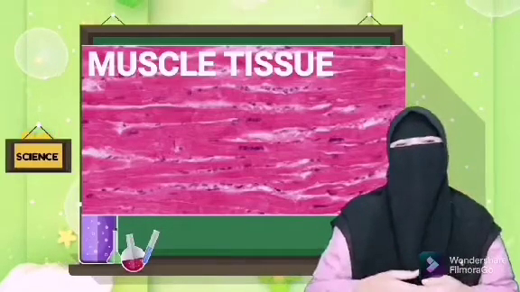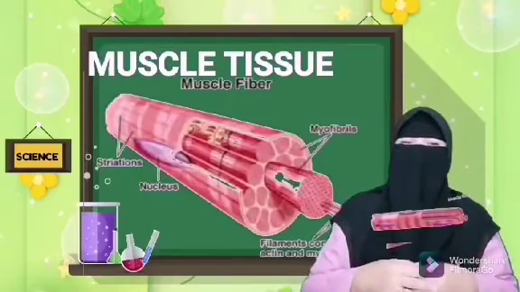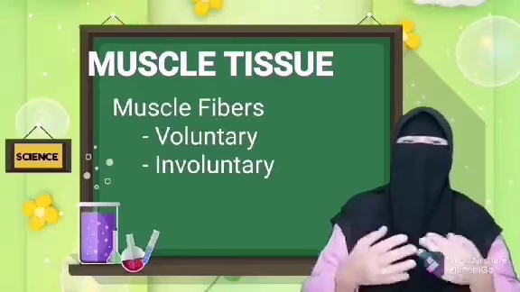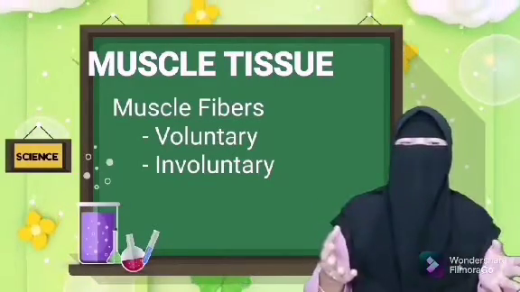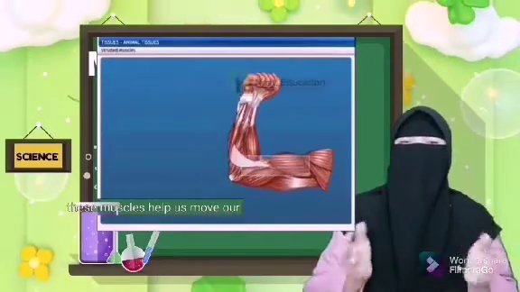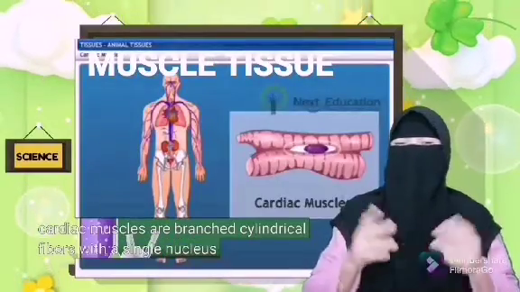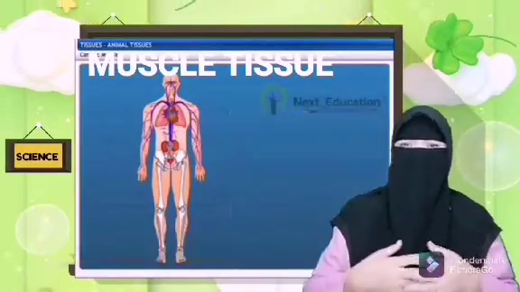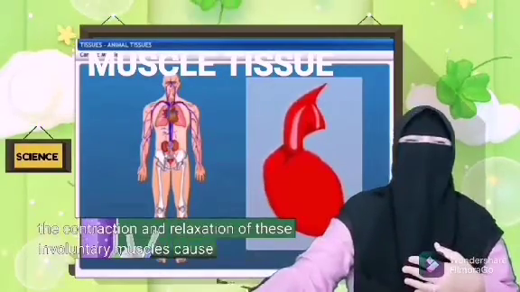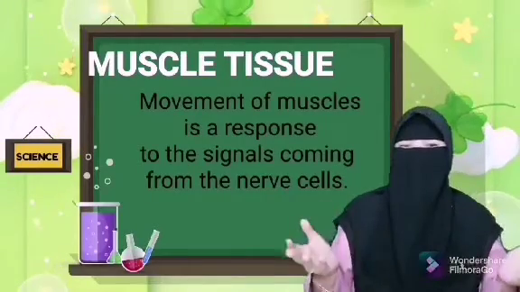Muscle tissues. These tissues are composed of long cells called muscle fibers that allow the body to move voluntarily or involuntarily. What's the difference between voluntary and involuntary? Voluntary means you're in control. You have the will. While involuntary, it is autonomic. You cannot control it. Just like the beating of your heart. You cannot control that one. Okay? Movement of muscles is a response to signals coming from the nerve cells.